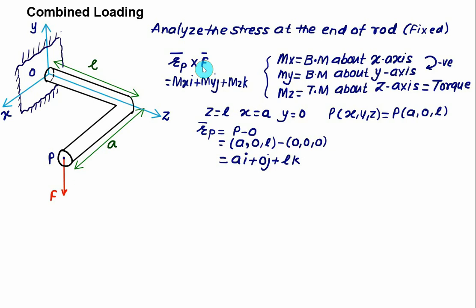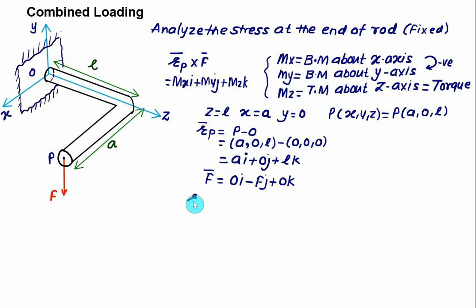Then you have to calculate the force F bar. We are given that only one force is acting, downward, parallel to the y-axis. So you can convert this force into a vector by multiplying by the unit vector. This force is acting along the y-axis but in the negative direction. So the x component will be equal to 0. The y component is F, but negative because it is acting in the opposite direction, multiplied by j, plus 0 k. And now you have to carry out the cross product and identify the bending moment about the x-axis, y-axis, and z-axis.